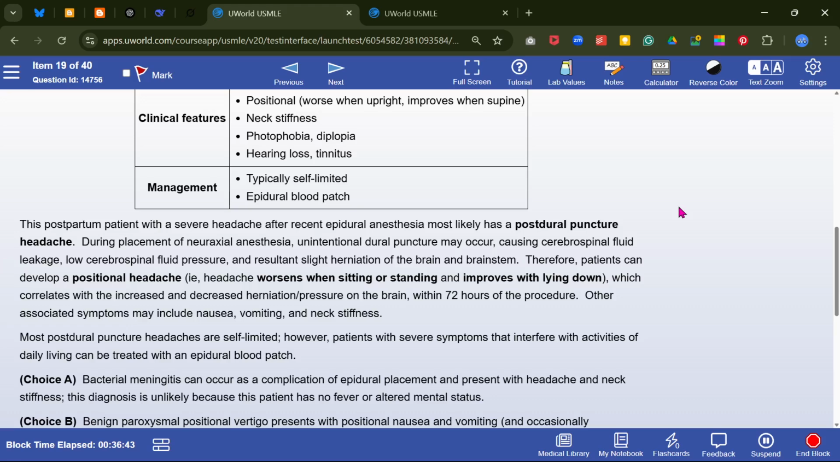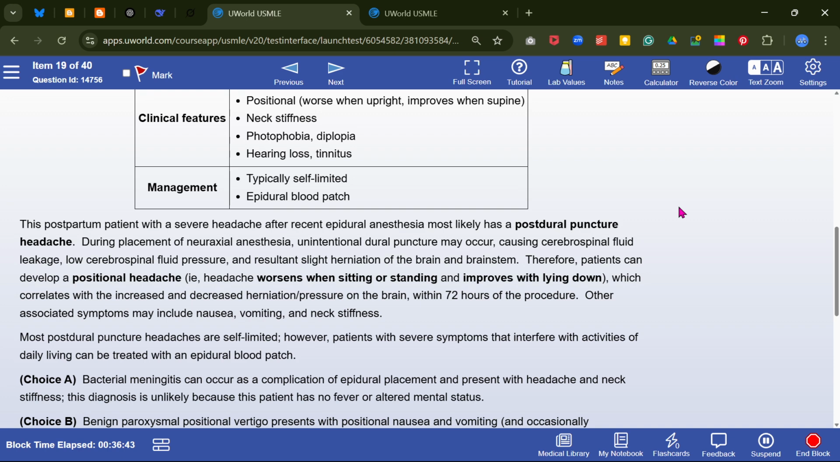Therefore, patients can develop a positional headache. The headache worsens when sitting or standing and improves when lying down, which correlates with increased and decreased herniation or pressure of the brain, within 72 hours of the procedure. Other symptoms may include nausea, vomiting, and neck stiffness. Most postural headaches are self-limited; however, patients with severe symptoms that interfere with activities can be treated with epidural blood patch.